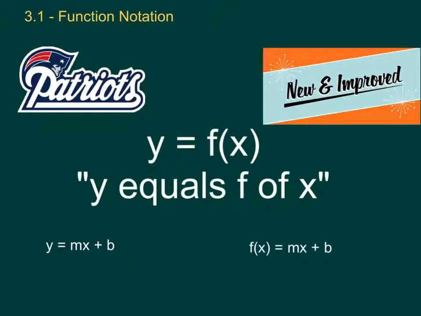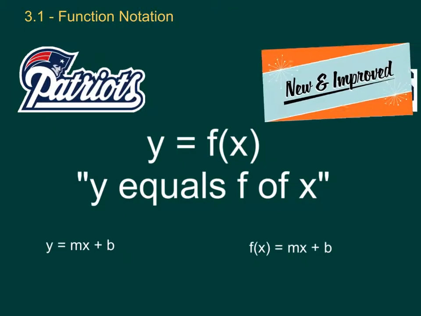Section 3.1, Function Notation. Function notation is just about rewriting our equations in a different way. For example, let's take a look back at the Patriots logo you see here, logo of the New England Patriots. This was the symbol that was in their end zone for the last several years, a decade or so. And recently, just a couple of years ago, they updated and they have this new and improved logo here.